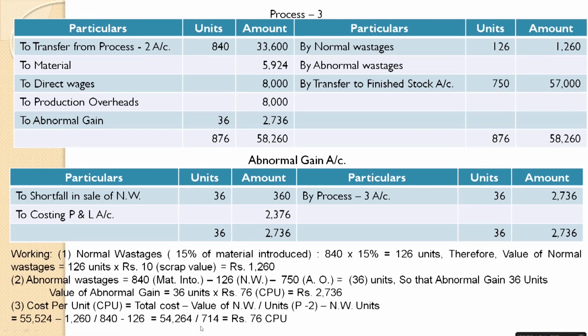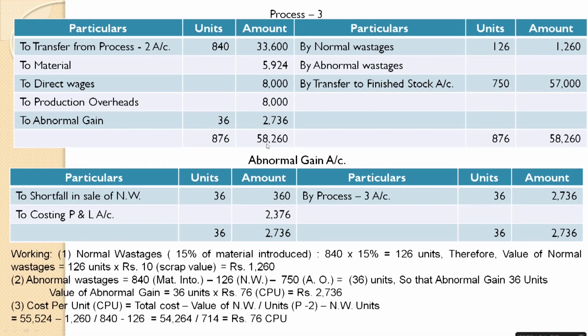Now, the final position before the CPU has been calculated is 54,264 divided by 714 units. It means that the CPU comes to 76 rupees per unit. So, now this 76 rupees per unit would be multiplied with the abnormal gain units. The abnormal gain is 36 units multiplied by 76 rupees per unit, which comes to 2,736 rupees. That means the abnormal gain amount comes to 2,736 on the process 3 debit side.